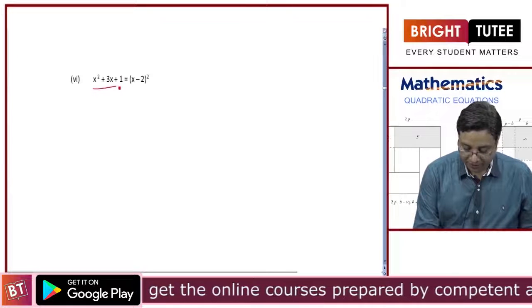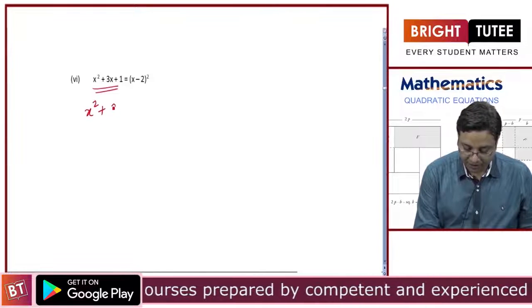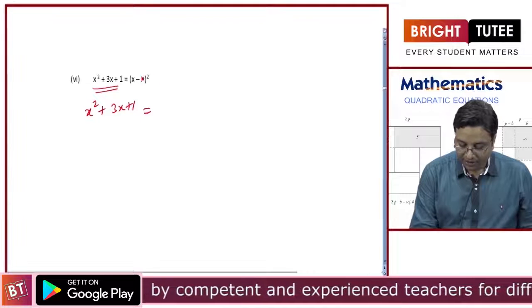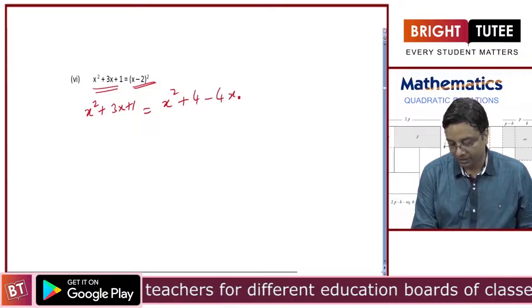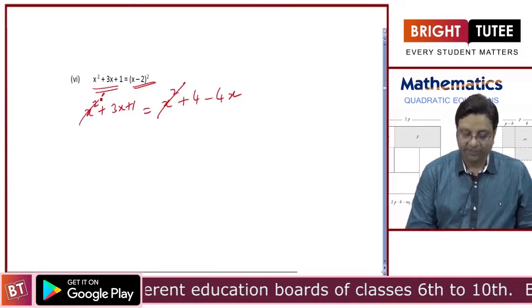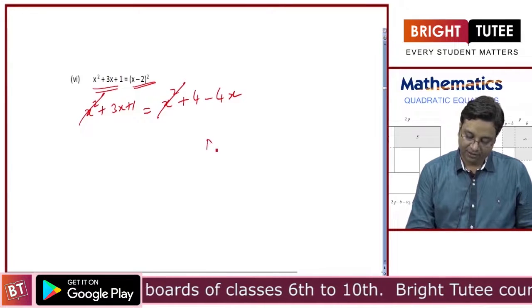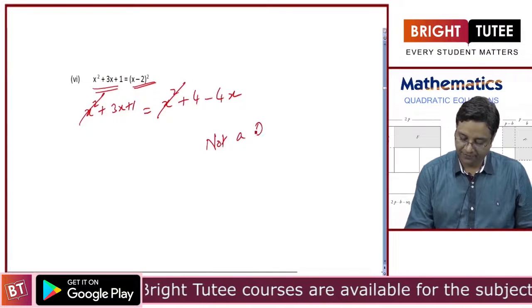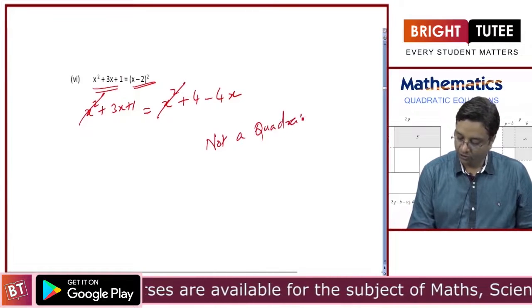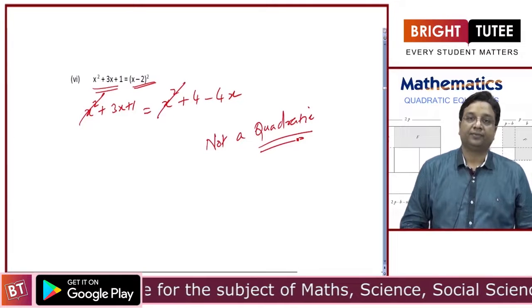Now let's look at this one. This is nothing but x square plus 3x plus 1. On the right hand side, you just square it, x square plus 4 minus 4x. X square gets cancelled here. So we are not left with any x square term, so not a quadratic, right?